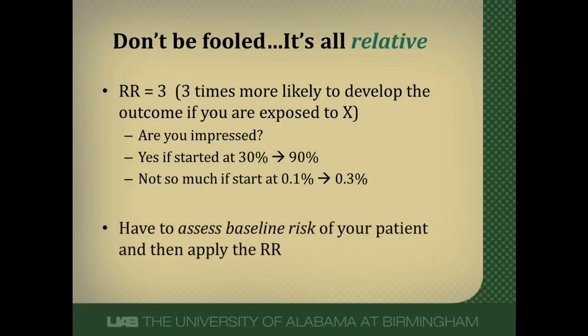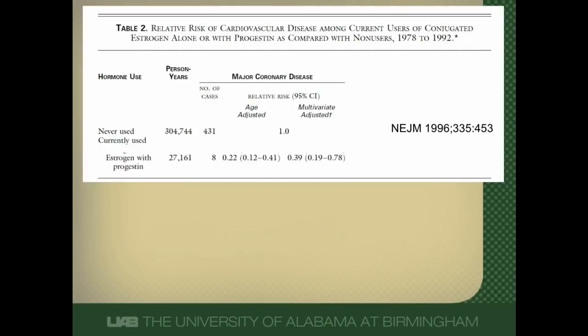So the key here is you have to assess baseline risk of your patient, then apply the relative risk to get their final risk of developing an outcome if they're exposed to something. And this is how we use this information in clinical care. It's not that big of a deal if I can interpret a relative risk and odds ratio or calculate it. I have to be able to use it to help take care of my patient. And the next slide will show an example of how this is done.